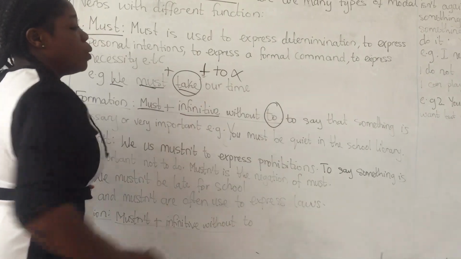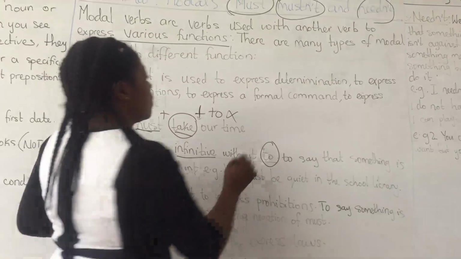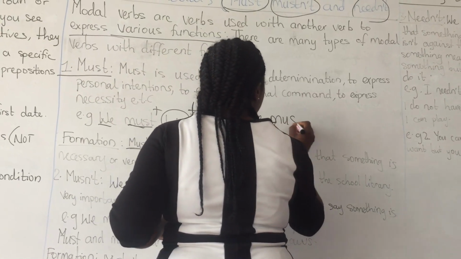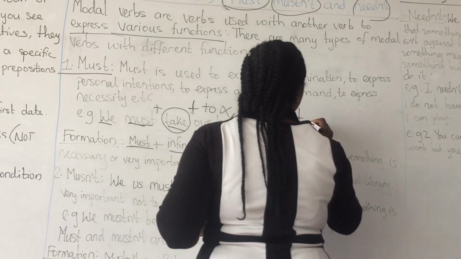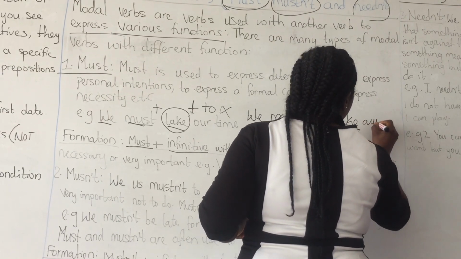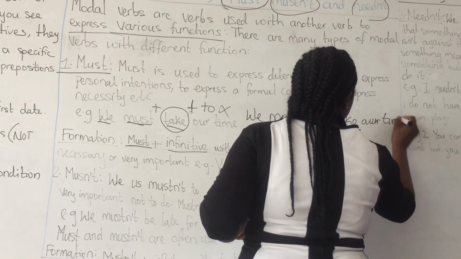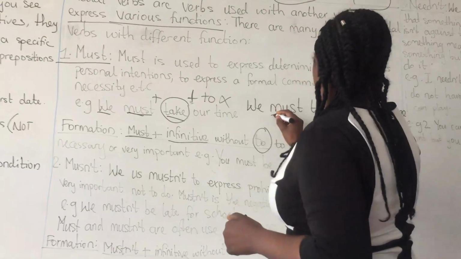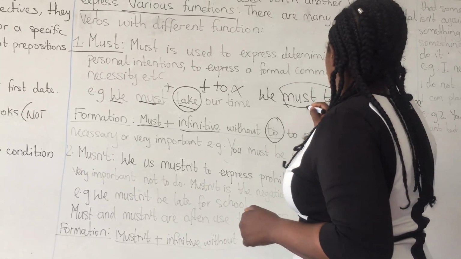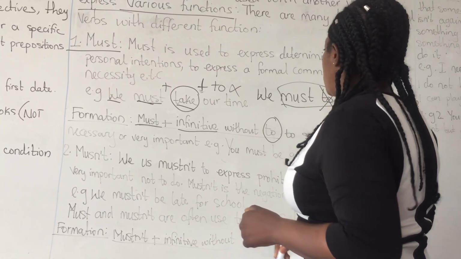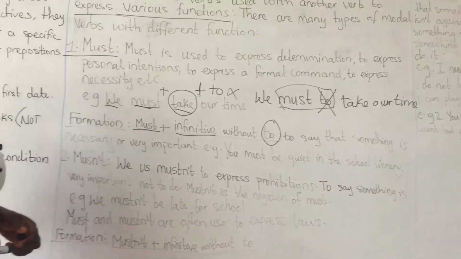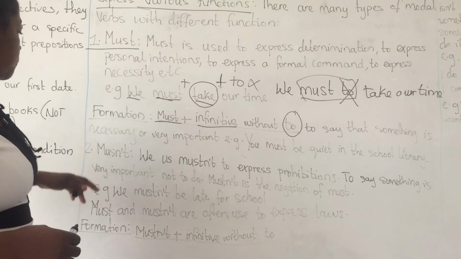If you use to, it is wrong. For example, if you say we must to take our time, it is wrong. So after must, you are not supposed to use to. And the verb that follows is supposed to be in the base form, or an infinitive form.